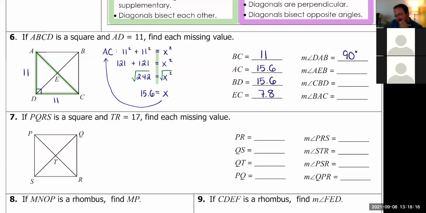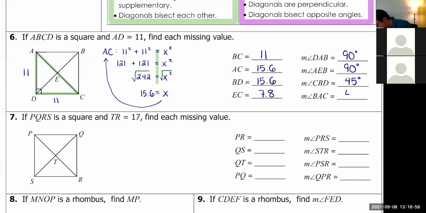What about AEB? Also 90 degrees, but for a different reason. A square is also a special type of rhombus, and the diagonals in a rhombus are perpendicular. What about CBD? 45. And we can come to that conclusion very quickly, because if all four corners of a square are 90 degrees, and the fact that it is also a rhombus, meaning that the diagonals are bisecting the opposite angles, half of 90 is 45 degrees. What about BAC?